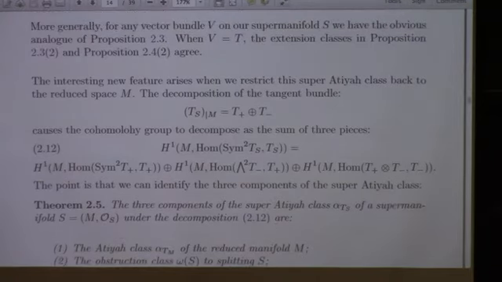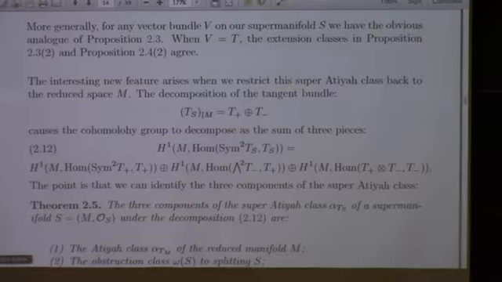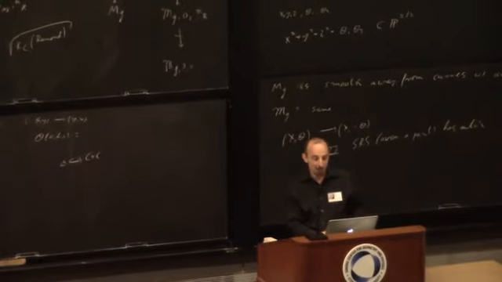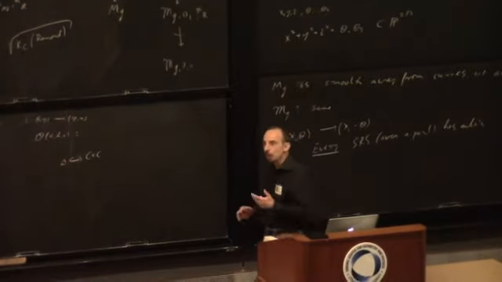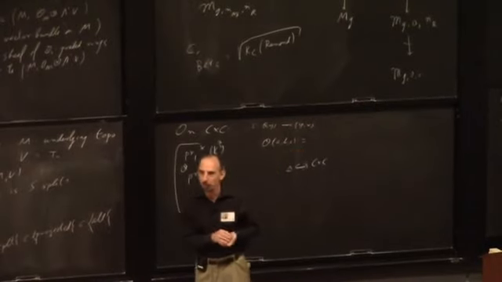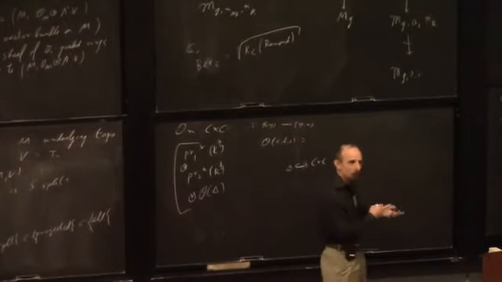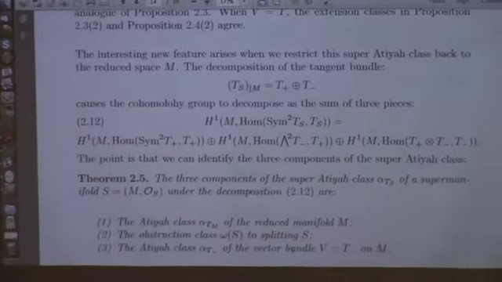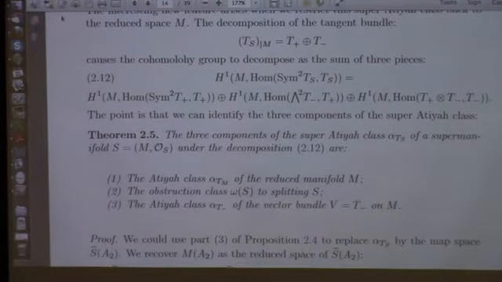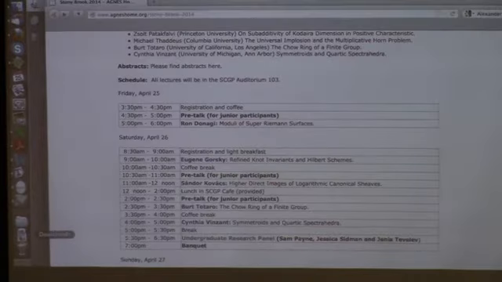The theorem says that these three pieces have interpretations. One of them is the Atiyah class of the even tangent bundle. This would be the ordinary Atiyah class of the odd tangent bundle. And then there's a third piece, and that turns out to be exactly the obstruction class to the splitting of the supermanifold. So this tells me that the obstruction class is some sort of a twisted version of the Atiyah class. In fact, it's a component of the super-Atiyah class. And that's why one ends up with a similar characterization of the obstruction class in terms of the Atiyah class.